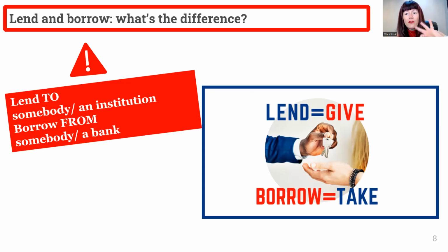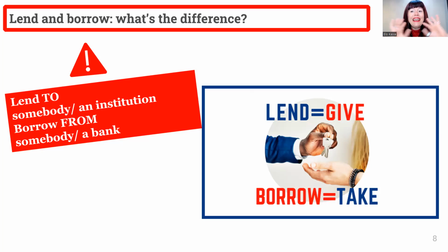So if you remember, lend is the same as give. So you lend something to somebody or an institution. And then borrow means that you take from somebody or maybe a bank, a library, could be any place that you want. And it's not only about money. You can borrow books maybe. You can lend your car to somebody. So it's not only about money.